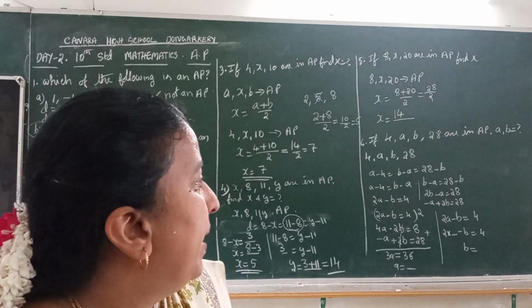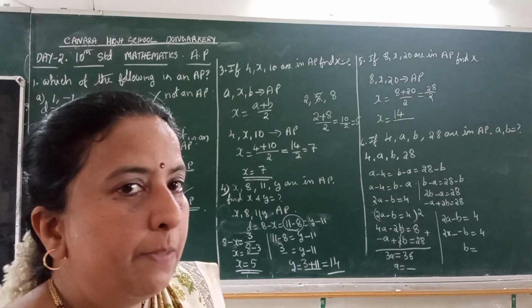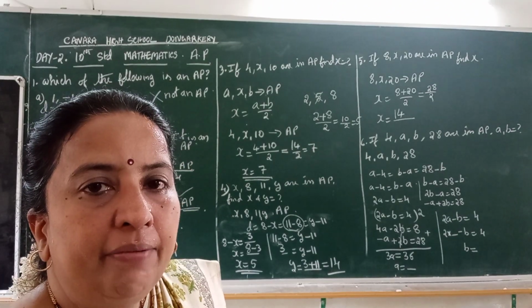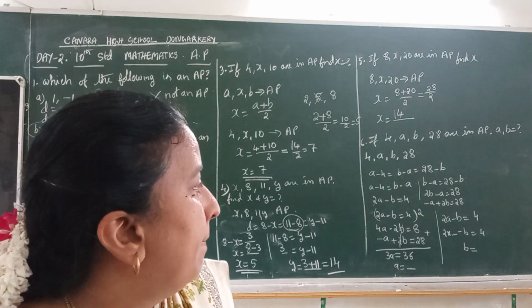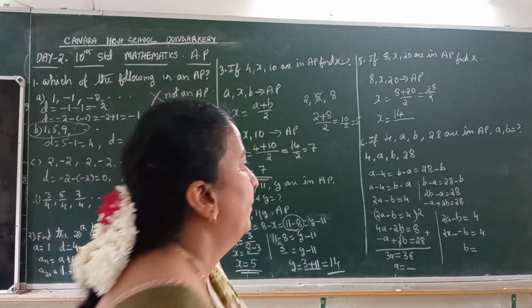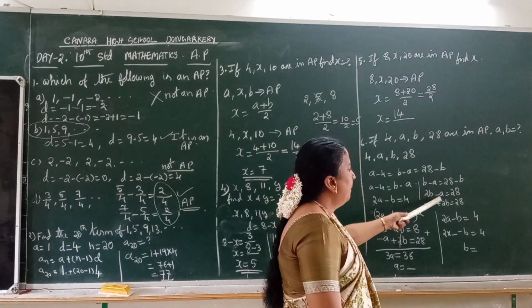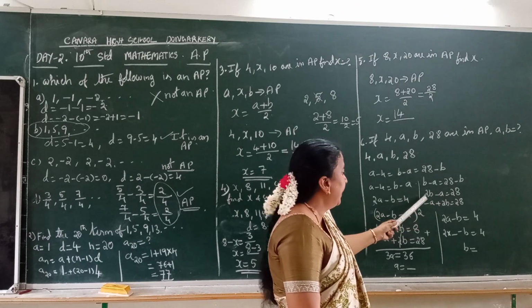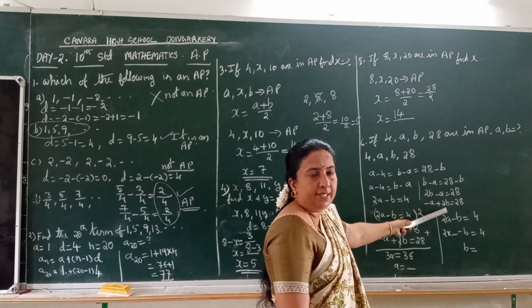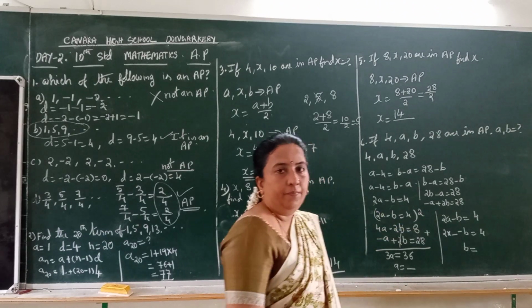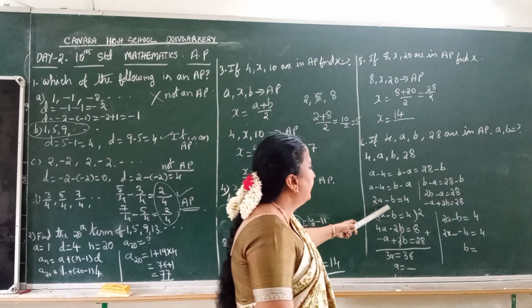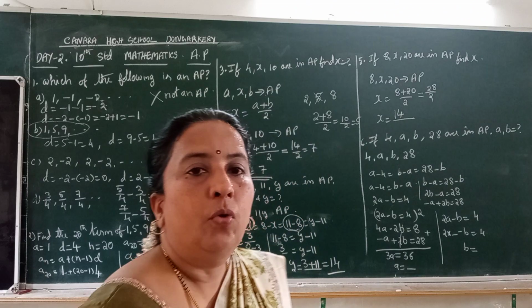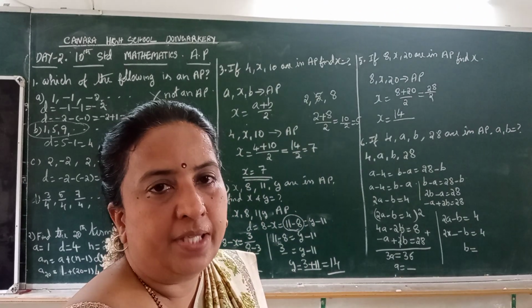Same way, b minus a is equal to 28 minus b. When b is added with b, it will become 2b. Minus a is equal to 28. 2b minus a is equal to 28. I will write a first, minus a, then 2b with the plus sign is equal to 28. Look at these two equations.